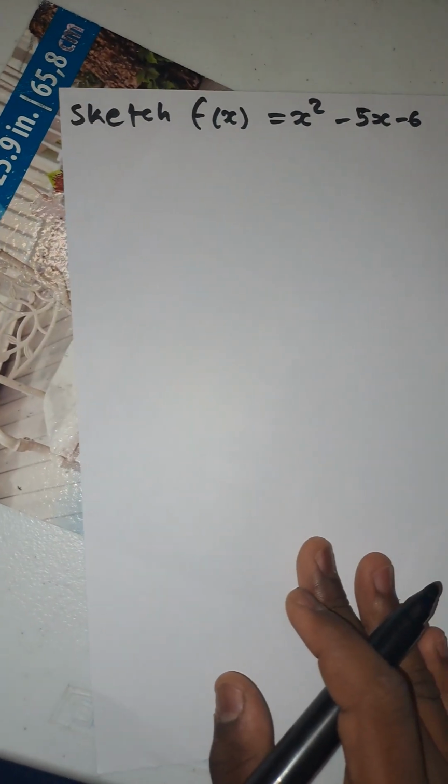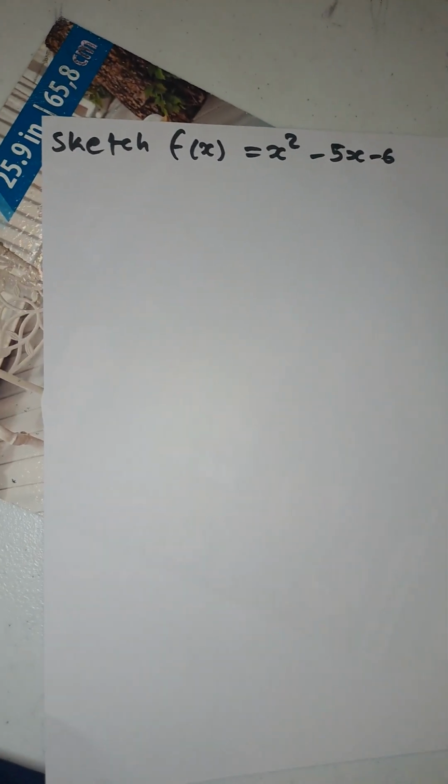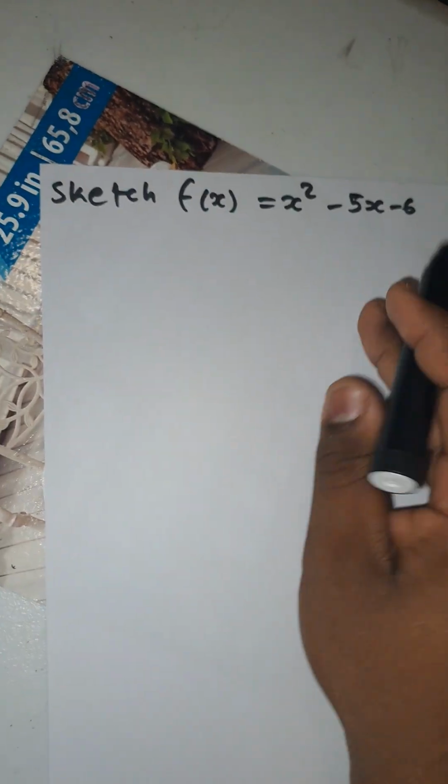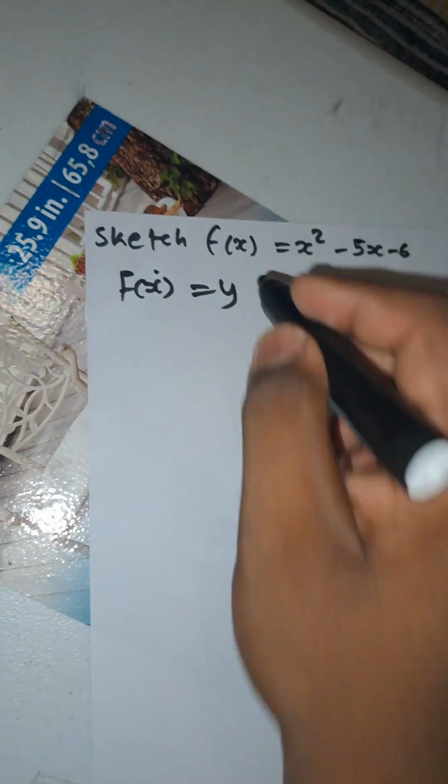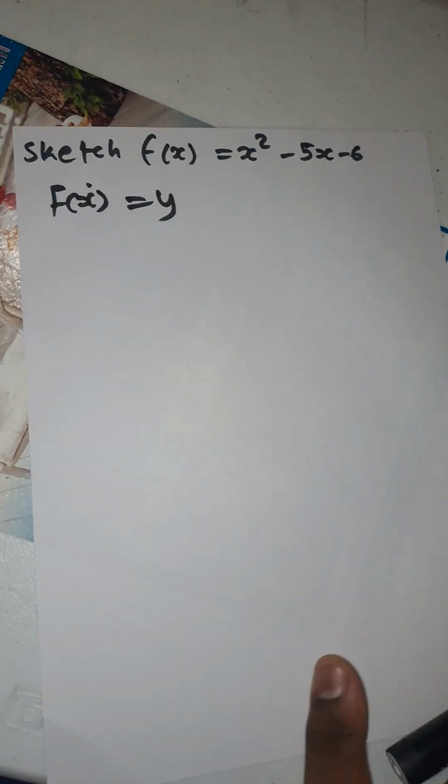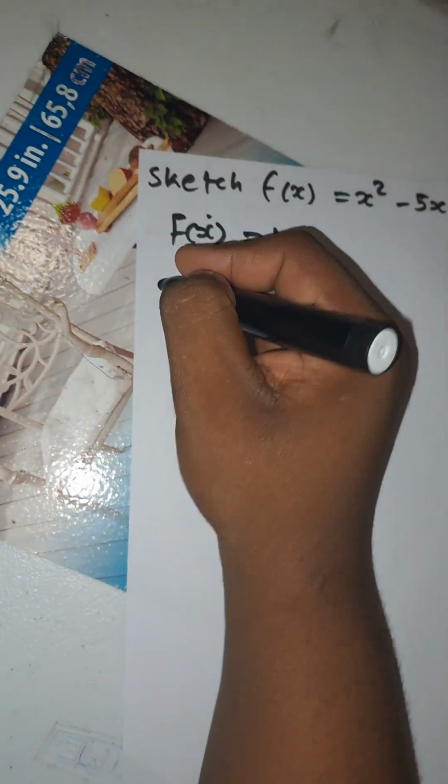So this is the example. They said sketch f of x, which is x squared minus 5x minus 6. What you have to know is that f of x is the same as y. g of x, whatever of x, is the same as y. So you don't have to write f of x every time. The first thing that you must do is find the y-intercept.